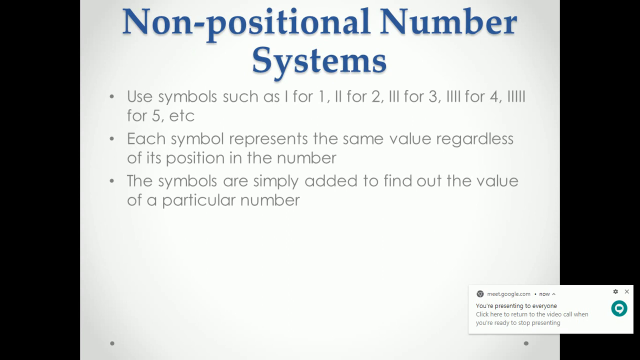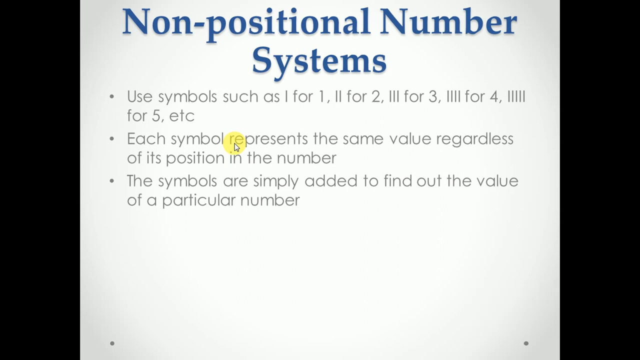So there are two types of number system. First is the non-positional number system, in which we use symbols like one vertical line for 1, double vertical line for 2, 3 vertical lines for 3, 4 for 4, and a 4 slash for 5. These are non-positional number system.